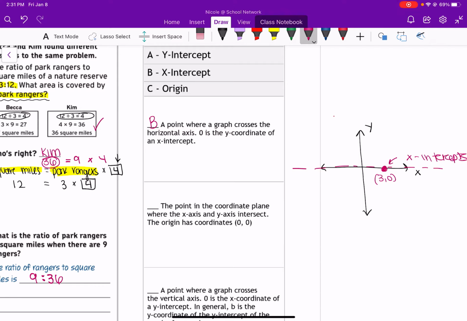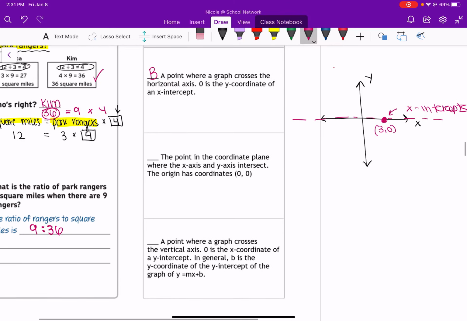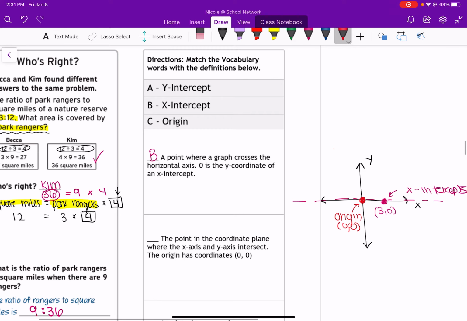And then the next one, the point in the coordinate plane where the x and the y-axis intersect. So where they intersect is right here. And that is our origin with the point of 0, 0. So that is C.